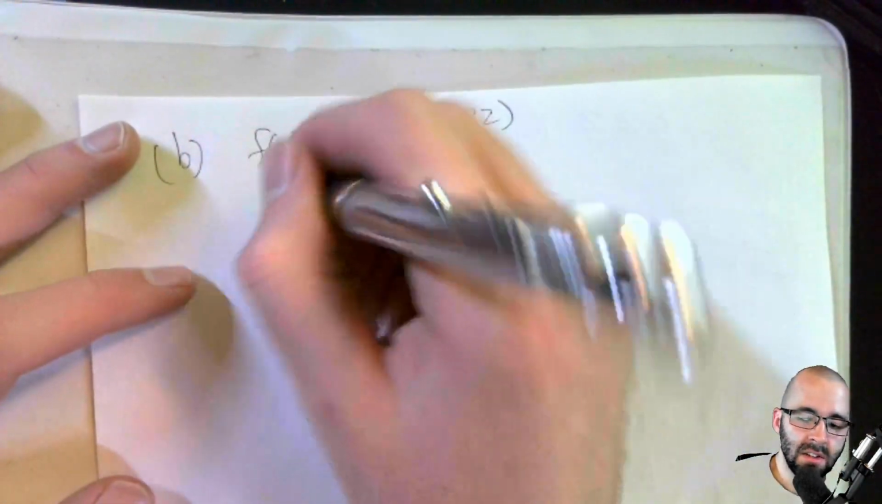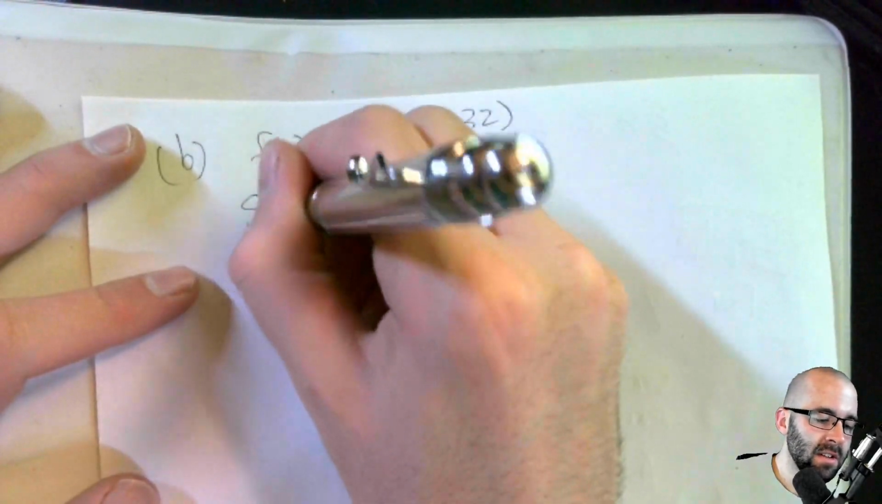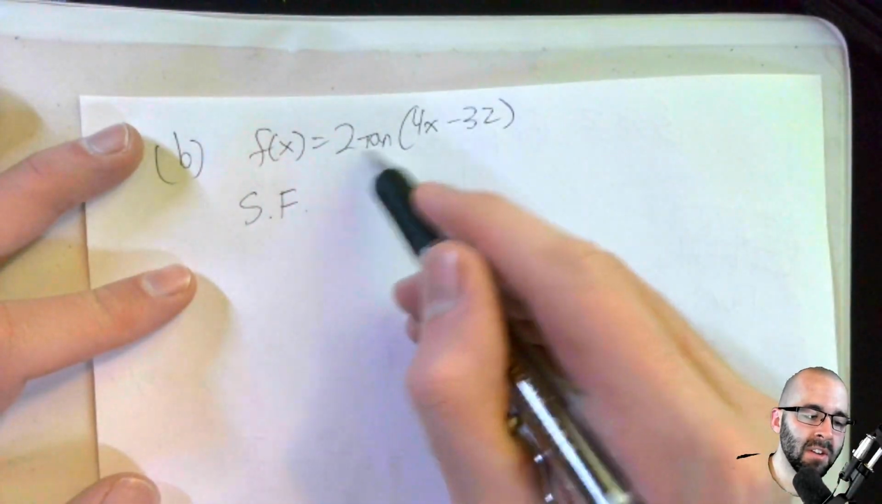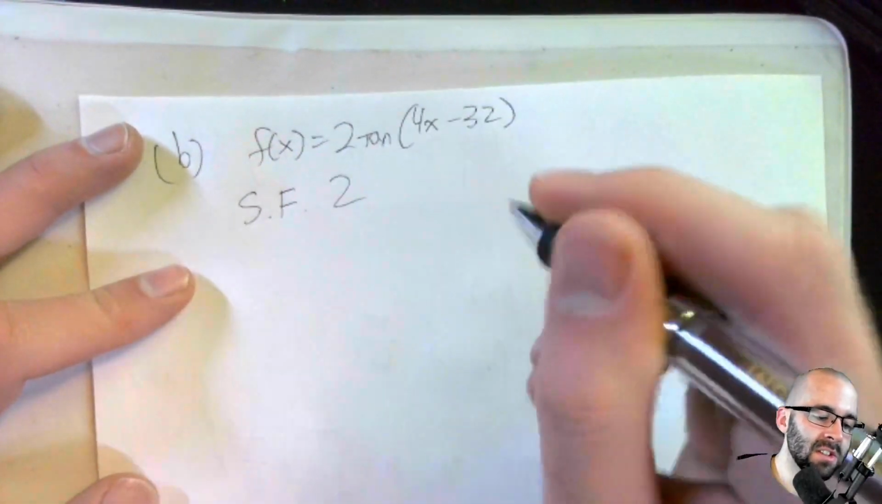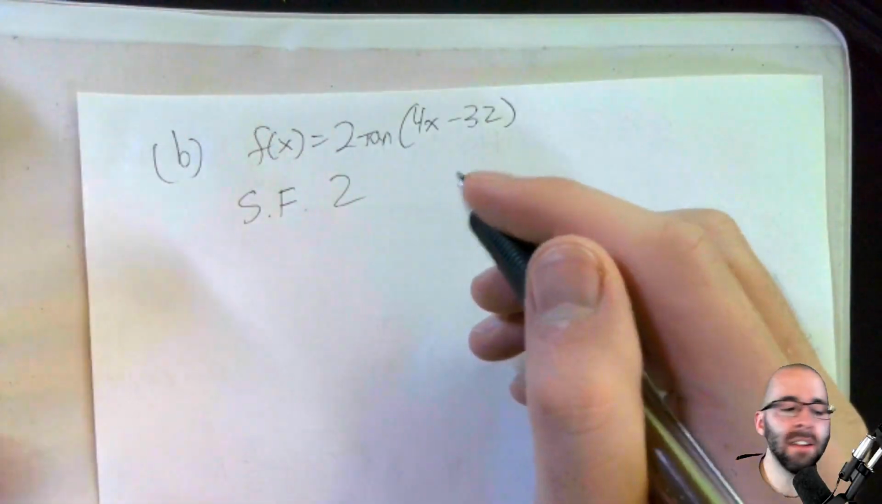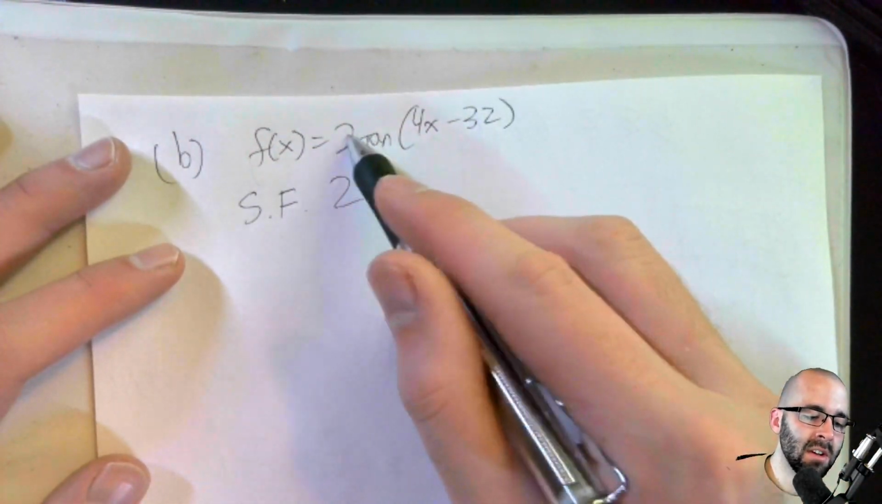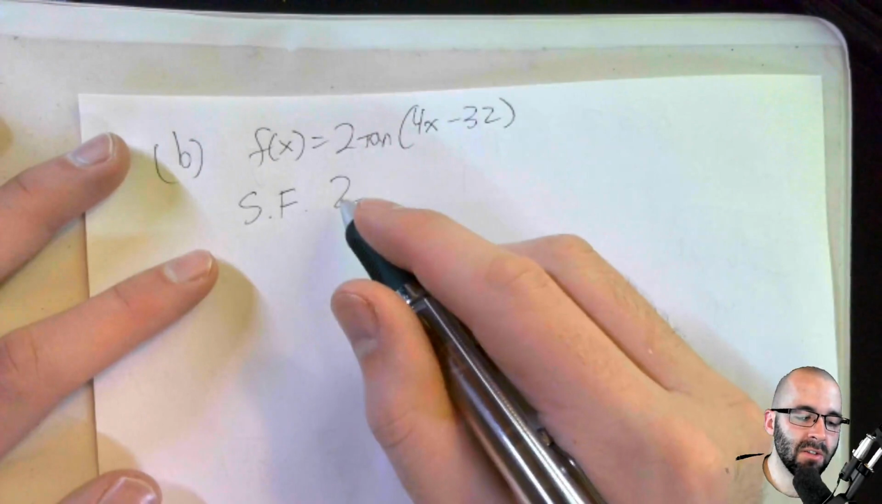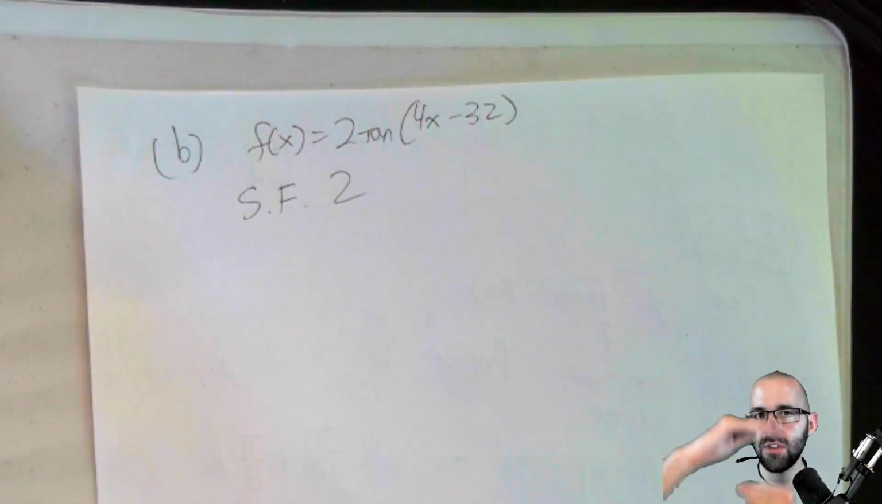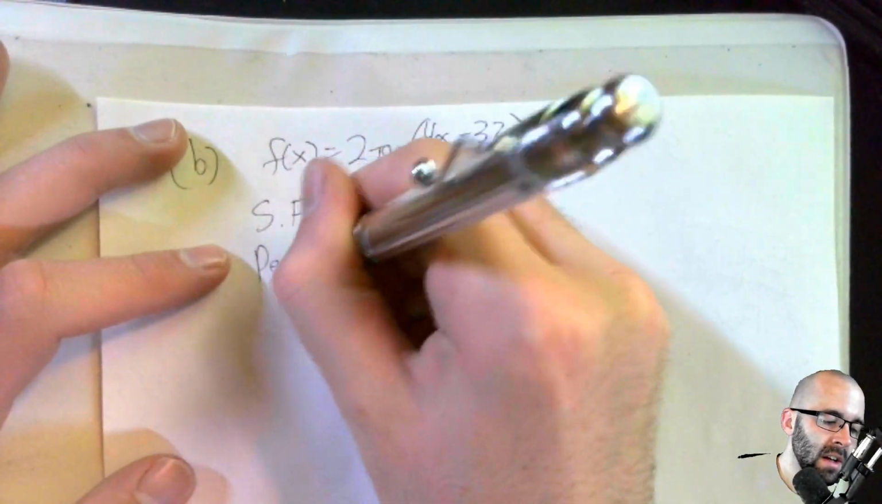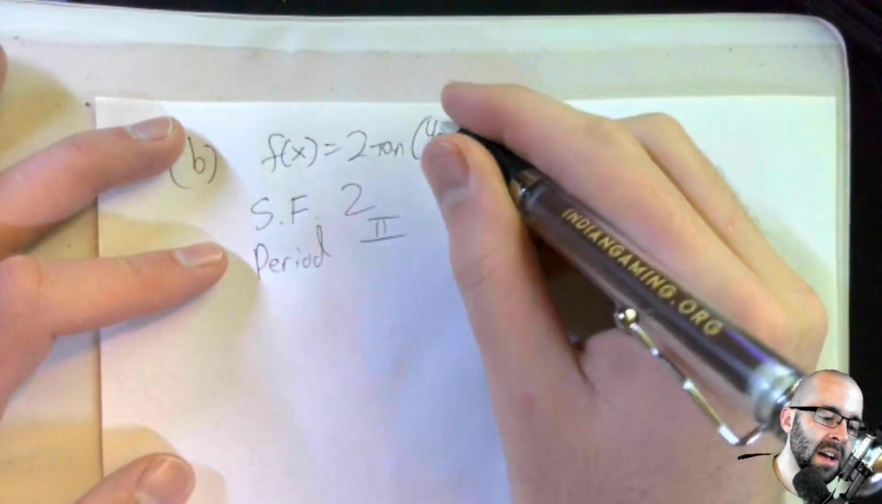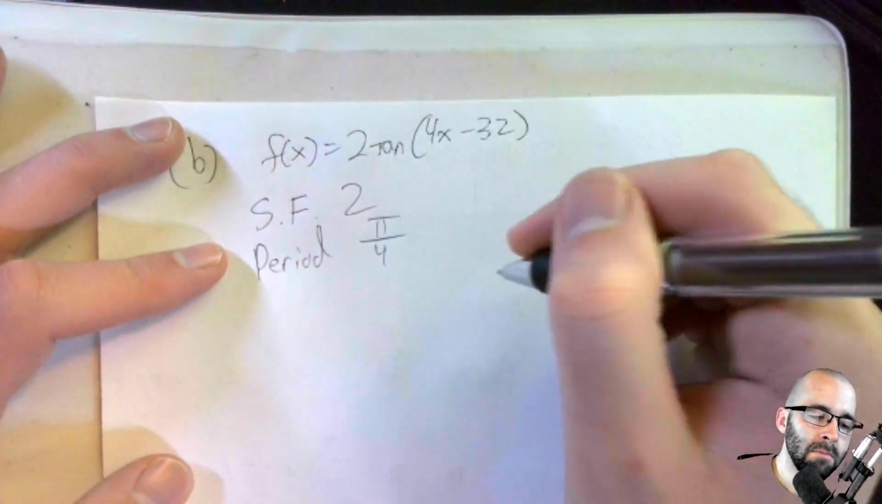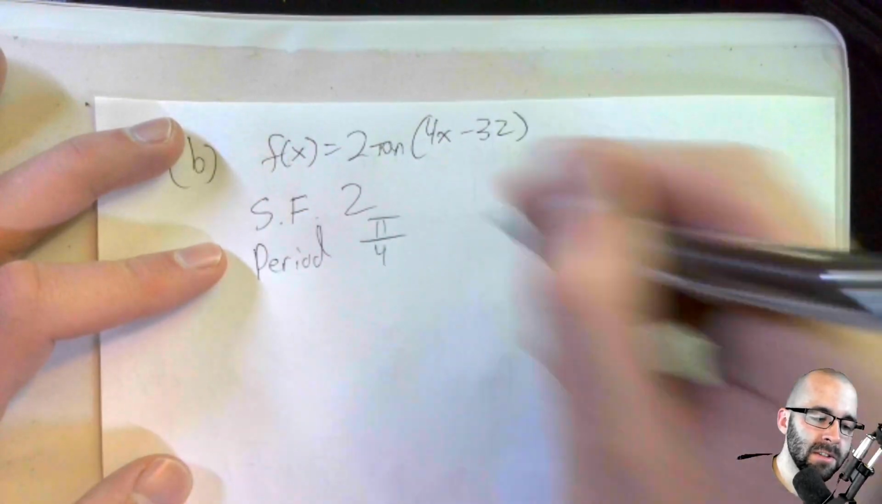All right. So what we have here is the stretching factor is, again, just going to be that number in front of the tangent. It's going to be 2. Just like the amplitude, A is A, for sine and cosine, which is the number in front of the sine or cosine. So the stretching factor is 2. It's a vertical stretch of 2. We know the period is going to be pi divided by b. B is 4. So the period is just pi over 4.